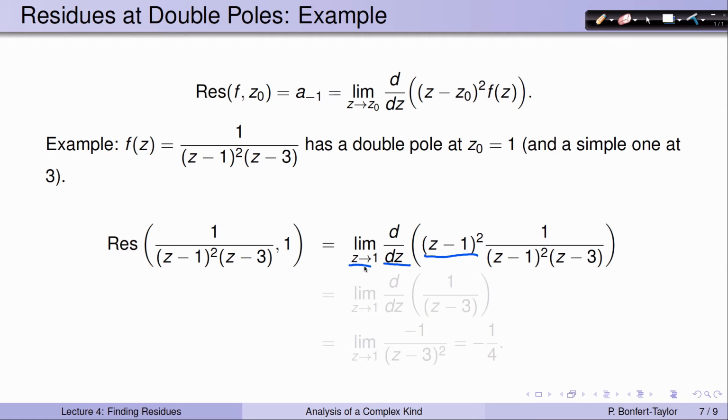We see right away multiplying by (z minus 1) squared is very convenient, because the (z minus 1) squared term will simply cancel out, so that we're left with having to find the derivative of 1 over z minus 3, and then the limit as z approaches 1. But the derivative of 1 over z minus 3 is minus 1 over (z minus 3) squared, and for the limit of that as z approaches 1, we simply have to plug in 1 for z. 1 minus 3 is negative 2. Negative 2 squared is 4. And so the residue of our function at 1 is negative 1/4.